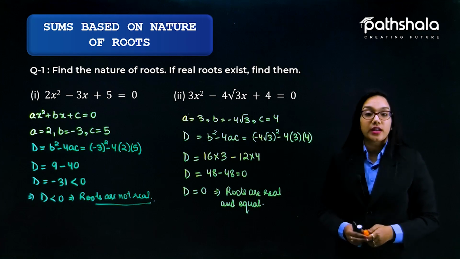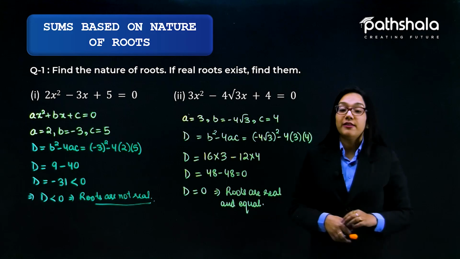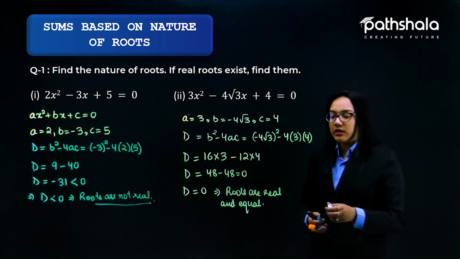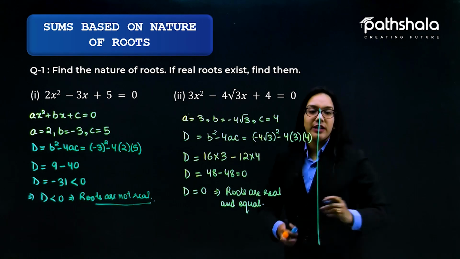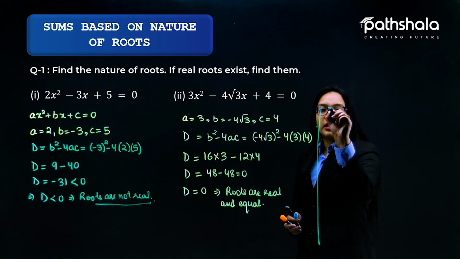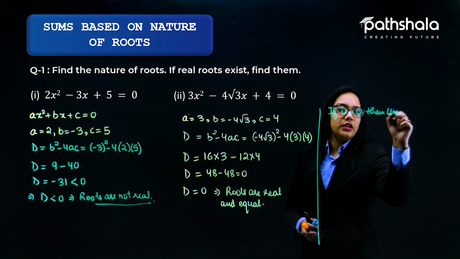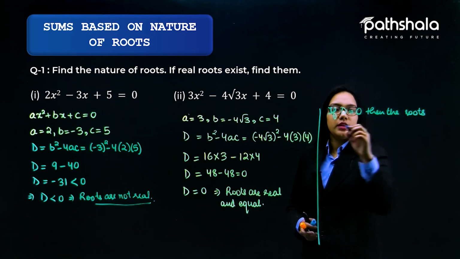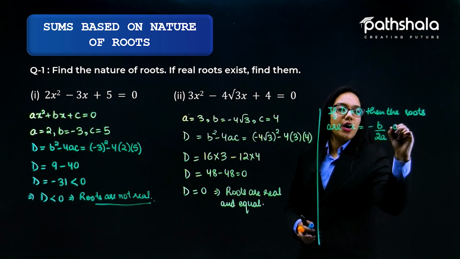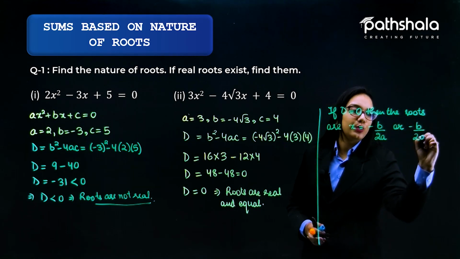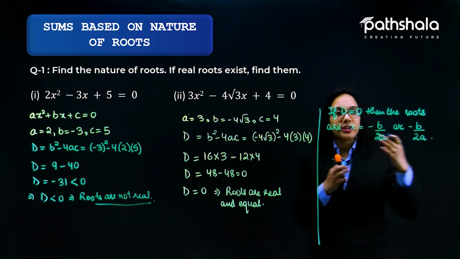So if the roots are real and equal, and obviously they exist because they are real, then we have to find them. As we know from case number 2 of the nature of the roots, if capital D is equal to 0, then the roots are x is equal to minus b by 2a, or again minus b by 2a, because we have two real and equal roots whenever capital D is equal to 0.